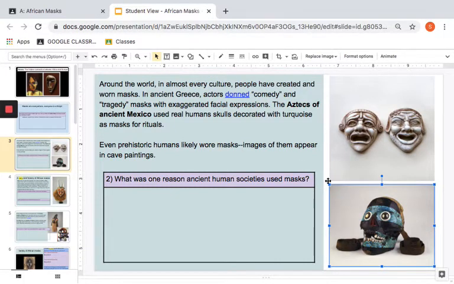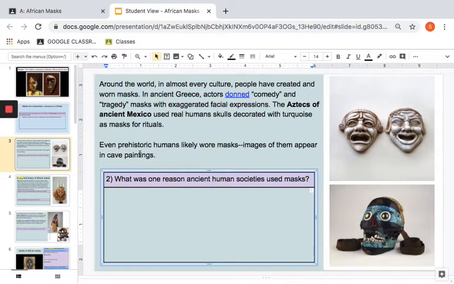So here we have a reading, and you're just going to tell me what's one reason ancient human societies used masks? So we know in our society we use them for protection. We sometimes use them to decorate. We use them as our Halloween costume. What are the reasons that ancient human societies used them?